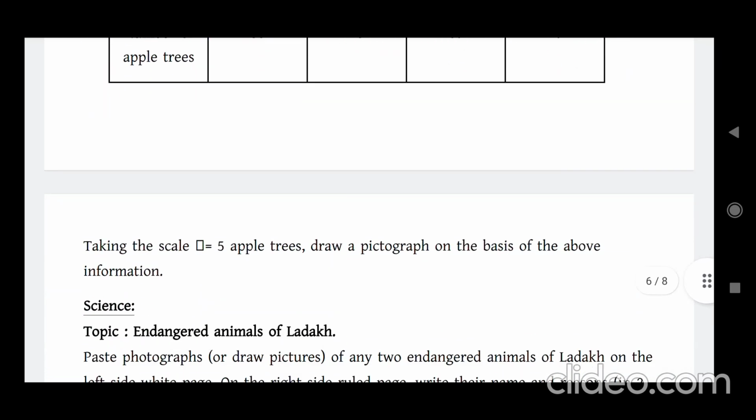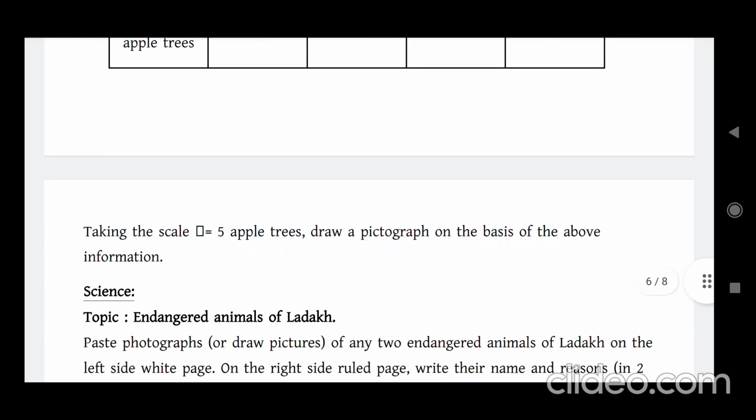You are asked that you must take the scale of 5. So one small square of your graph page you will take as 5 apple trees. Then you are asked to draw a pictograph on the basis of the above information. Okay, this is your mathematics project.